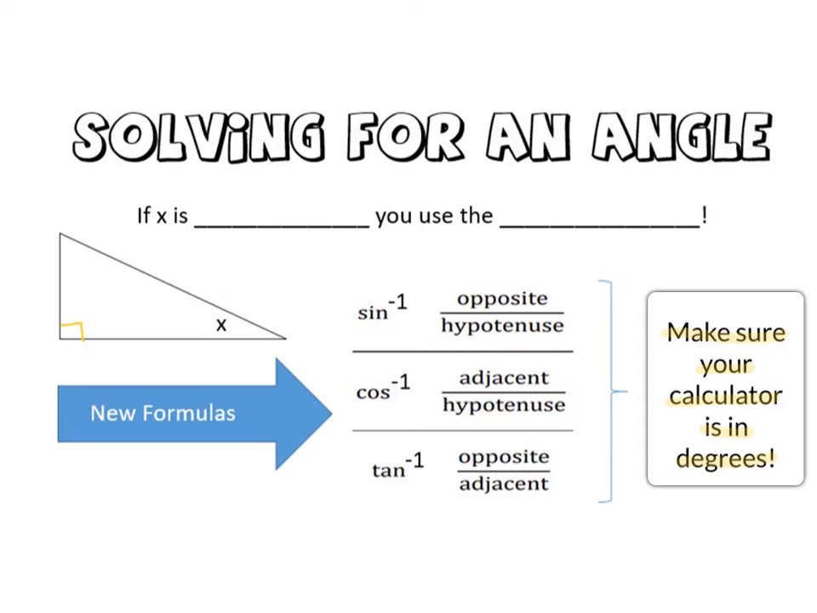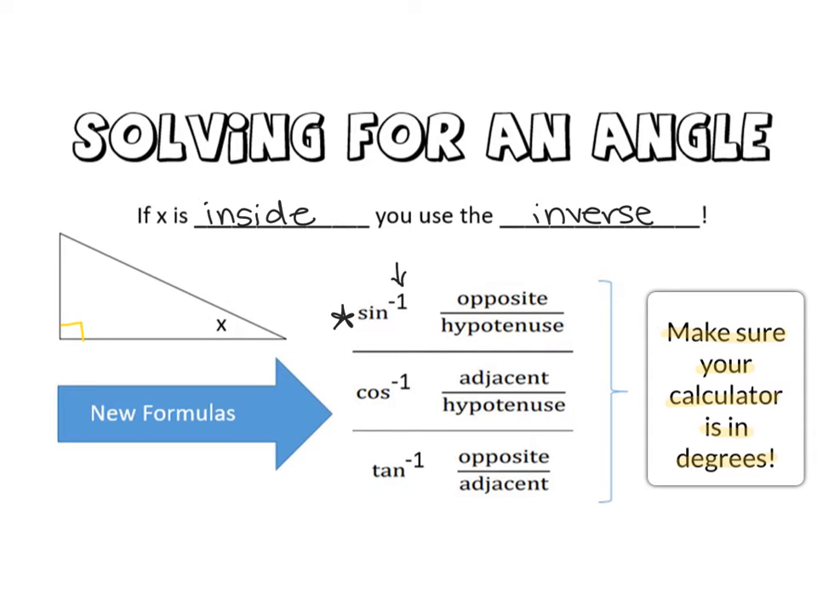So it says if x is inside, you have to use the inverse, which is what this little -1 here stands for. It just means the inverse. These are the three formulas you're going to use. You're either going to use sine inverse. Remember, sine is opposite over hypotenuse.